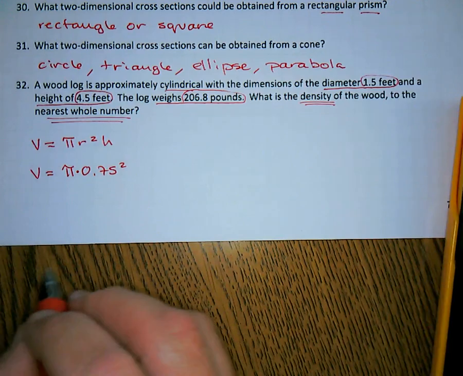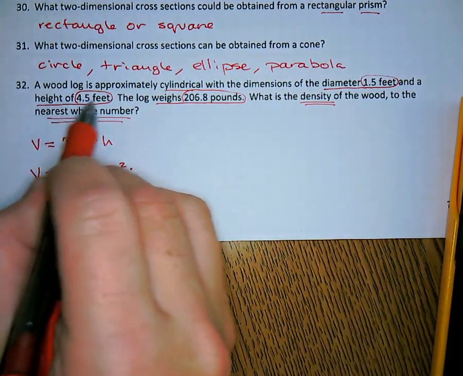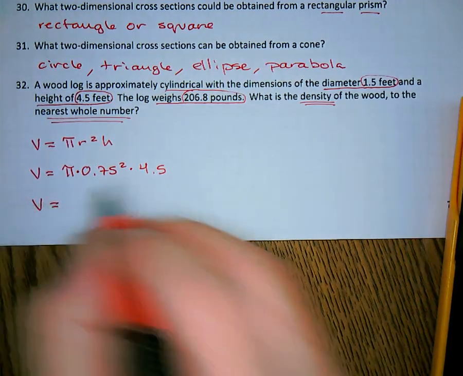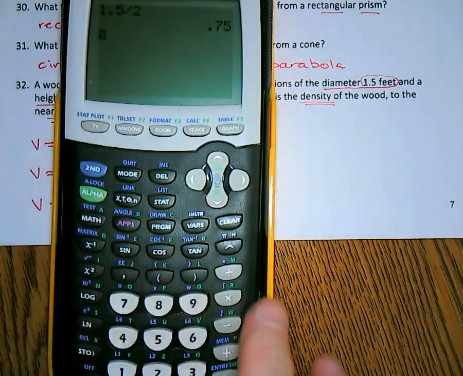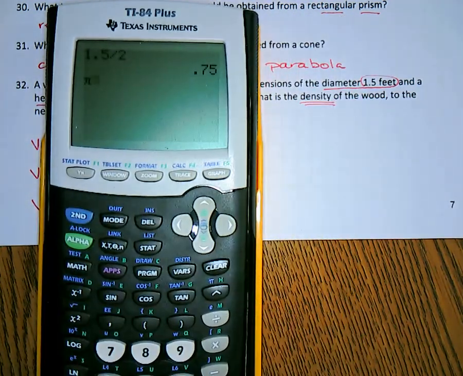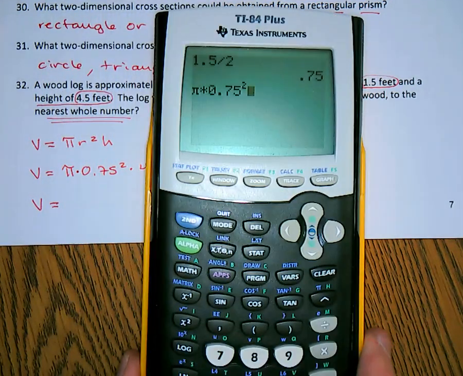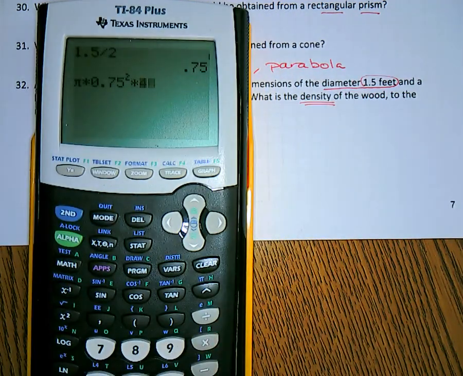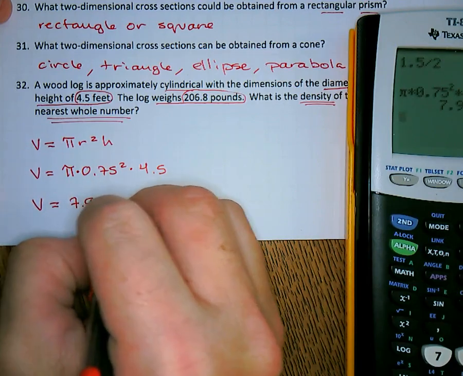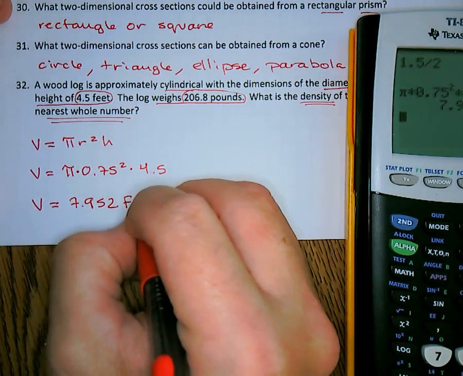So pi times 0.75 squared, and then we're going to multiply that by the height. In this case, they told us that it was 4.5. Okay, so let's figure out our volume. So pi, times our radius of 0.75, we have to square that, and our height was 4.5, times 4.5. So our volume here is approximately 7.952, and this is in cubic feet.